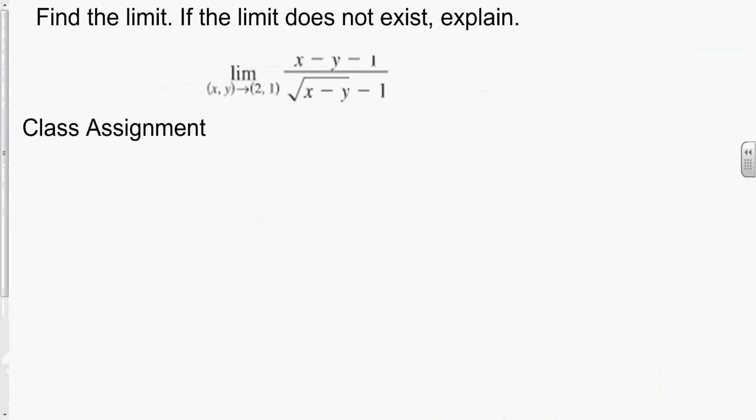Christopher, what'd you get? No? John? 0? Josh? I got 2. Donnie? Let's see, you get 2.